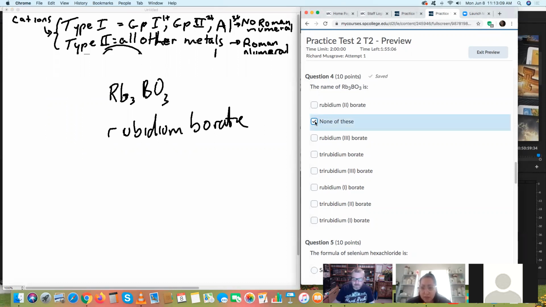Which means you also need to understand that tri is used in most situations, but that doesn't apply here. This is not a non-metal. So you don't need to think about this, because you only use the prefix when you have non-metal plus non-metal. It's almost like I'm trying to lead you into a trap, isn't it, with that question?